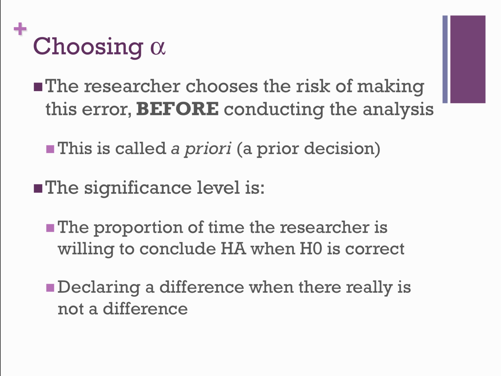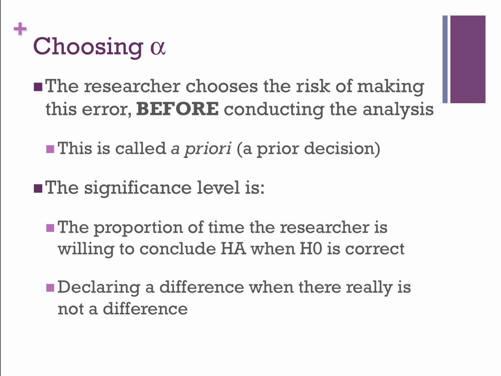How do we choose alpha? The researcher is going to choose this before conducting the analyses. The reason that before is bolded and capitalized here is this is incredibly important. It is called an a priori decision, or a decision made prior to looking at your data. The reason that we select it before we look at the data is so that it is clear in your mind and in everyone's mind that's going to read your research that you didn't cheat.